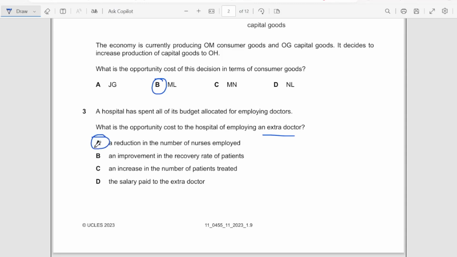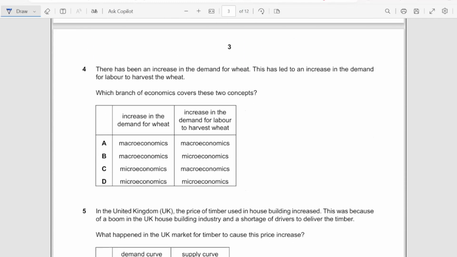Yes. Right. Next question. There has been an increase in the demand for wheat. This has led to an increase in the demand for labor to harvest the wheat. Now, labor is derived demand. Okay. So when we talk about which branch of economics covers these two concepts, micro and macro, basically your entire syllabus is divided into two portions, microeconomics and macroeconomics. When we're talking about individual industries, households, sectors, markets, then that's microeconomics. When we're talking about macro, we're talking about the economy as a whole. This mainly includes the macroeconomic objectives of the government and macroeconomic policies.